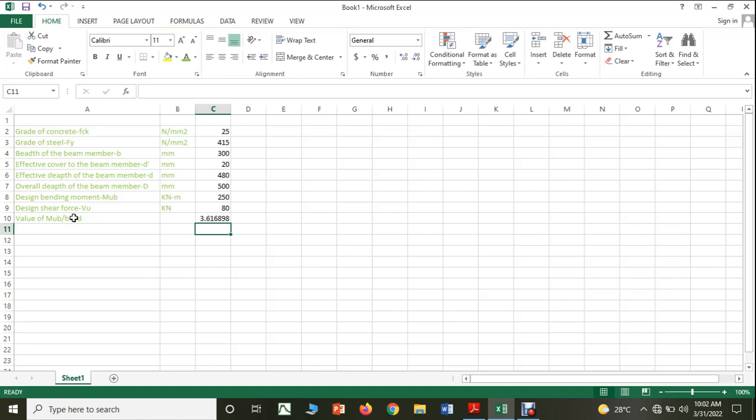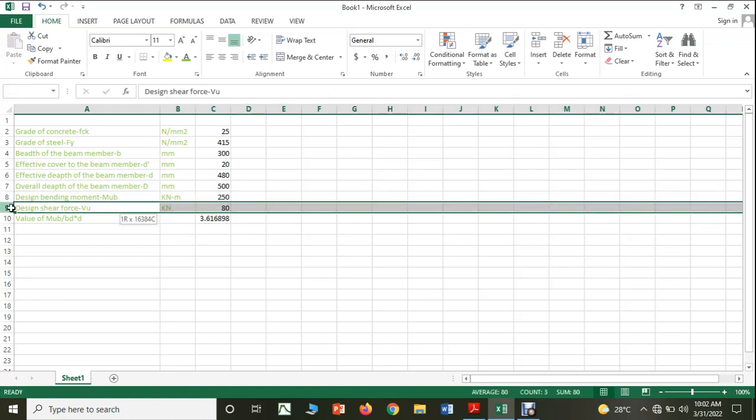So therefore what we will do is categorize into two parts: the positive bending moment and the negative bending moment. Let us do that later. I will make it into two categories now, so we will just shift this.